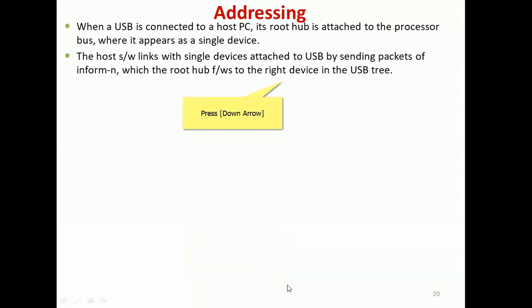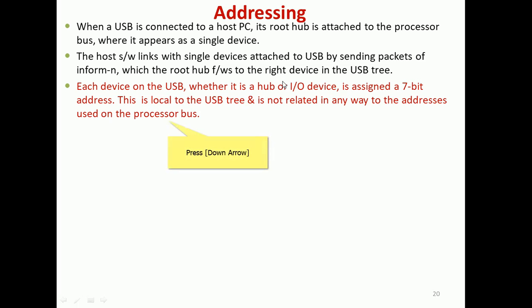Host software links with the single device attached to the USB by sending packets of information, which the root hub forwards to the right device in the USB tree. Each device on the USB, whether it is a hub or an IO device, is assigned a 7-bit unique address.